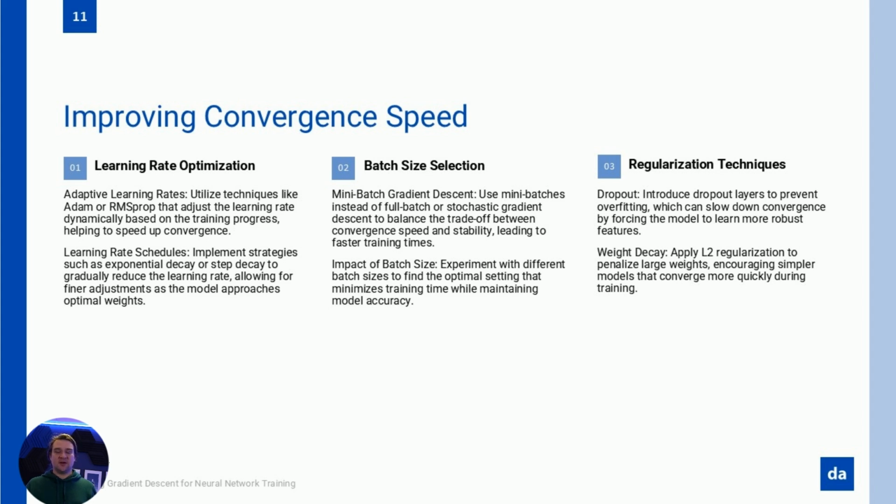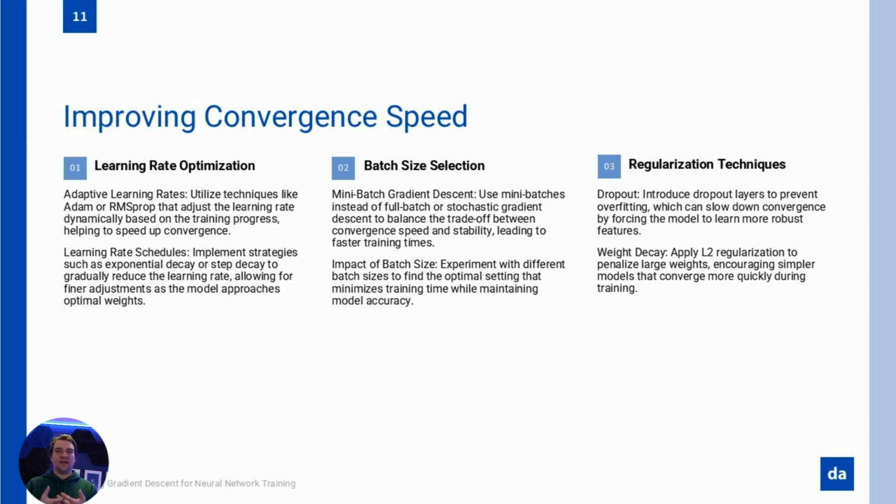Finally, let's talk about regularization techniques. While they're often used to prevent overfitting, they also play a role in speeding up convergence. Dropout layers force the model to focus on robust patterns, which can streamline the learning process. Weight decay, a form of L2 regularization, penalizes large weights, encouraging simpler, more efficient models that converge faster.